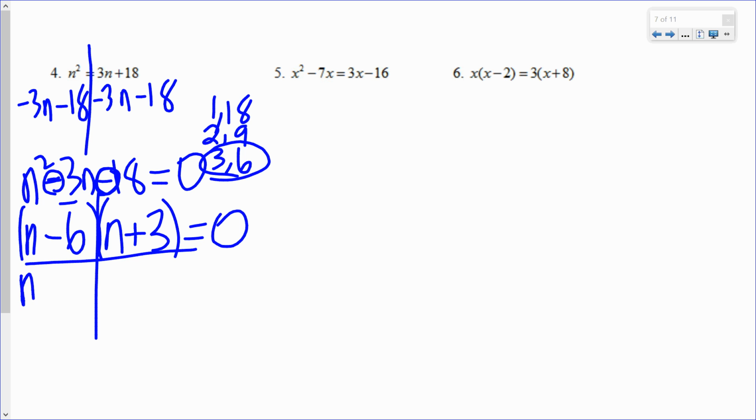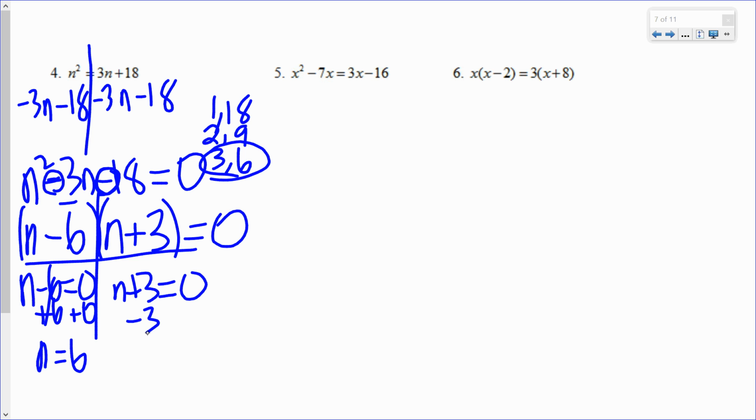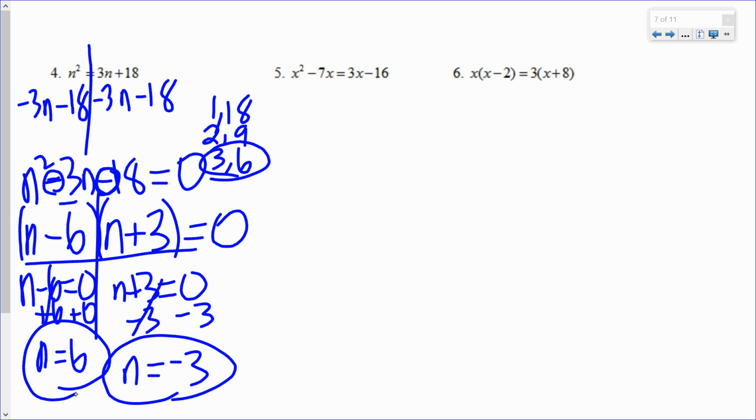Set each factor equal to 0. N is 6. N is negative 3. So I'll let you do 5 and 6, for classwork/homework. Again, for quadratic equations with an x squared, bring everything to one side, factor, set each factor equal to 0.